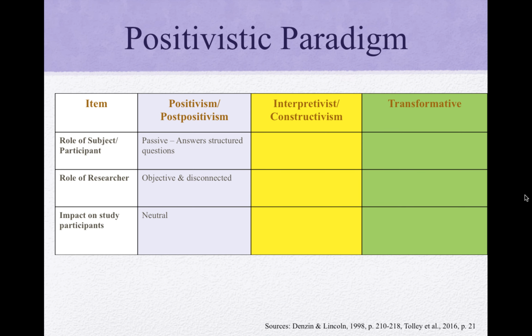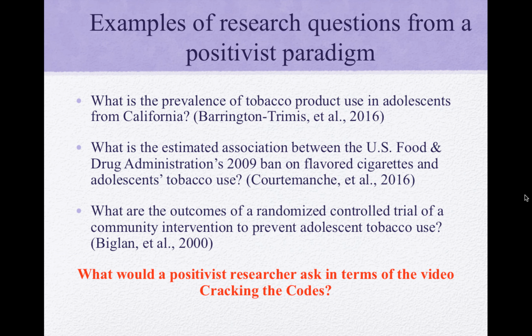So here are some examples of research questions from a positivistic paradigm, and they're based on literature that I read that's very recent. So one question might be, what is the prevalence, or that's the number, the amount, the things that are existing of tobacco product use in adolescents from California? So we see that's a very quantitative question. They're not asking why people use tobacco. They're just saying how many currently in a population at this time use tobacco products.